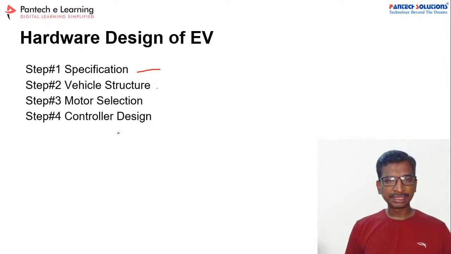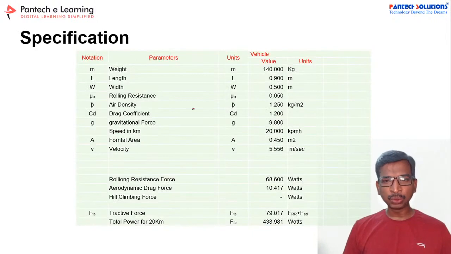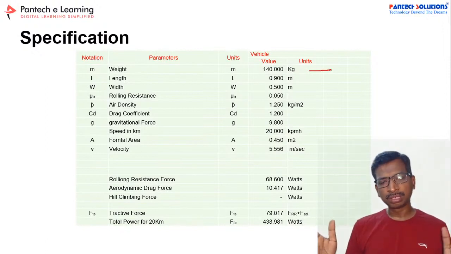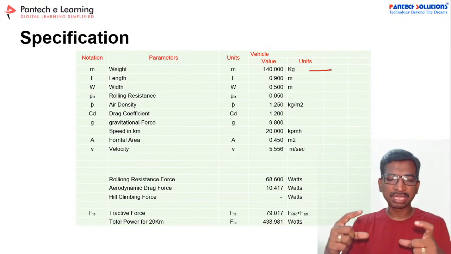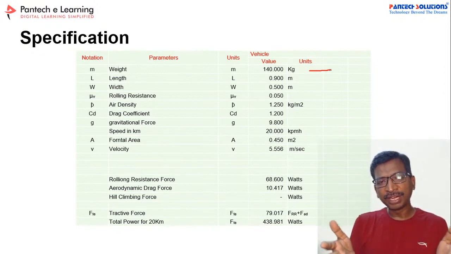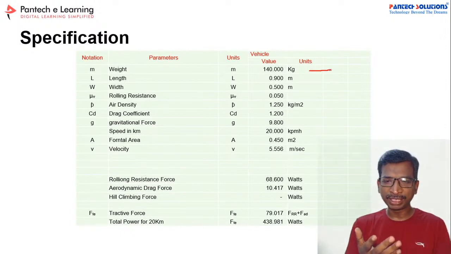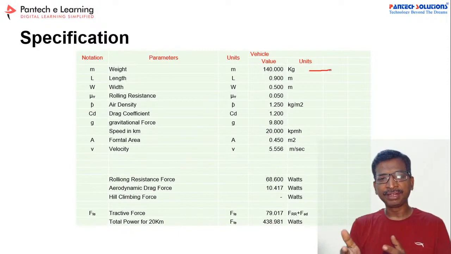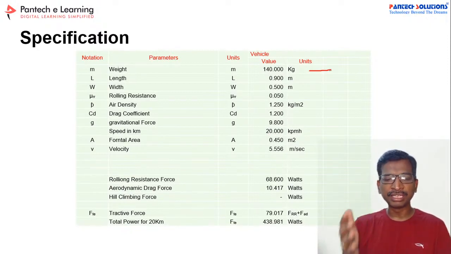So now let us check the specifications. First one is weight. I took 140 kilogram weight. Actually, since it's a prototype, I chose as light a vehicle as possible. The entire weight of the vehicle will be about 20 to 25 kg, and after that I have added the rider weight. So totally 140 kg is the entire weight.